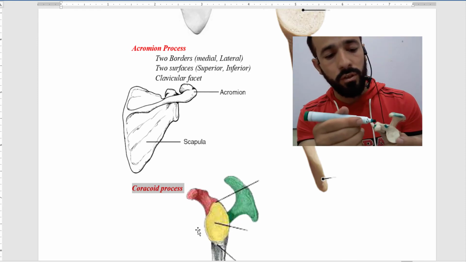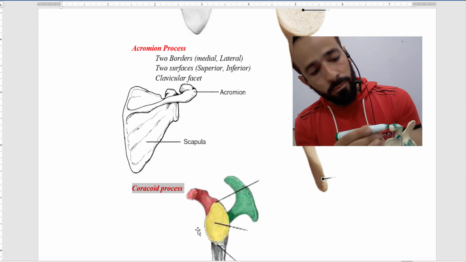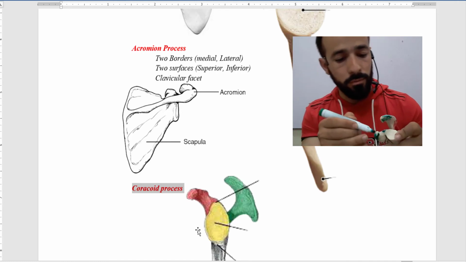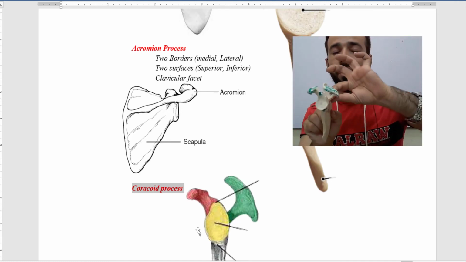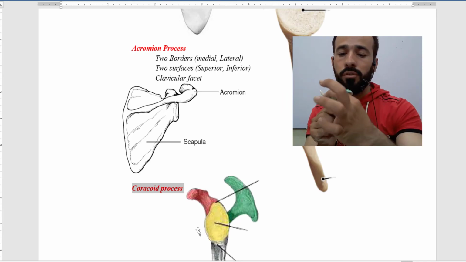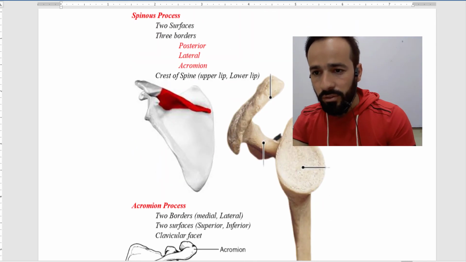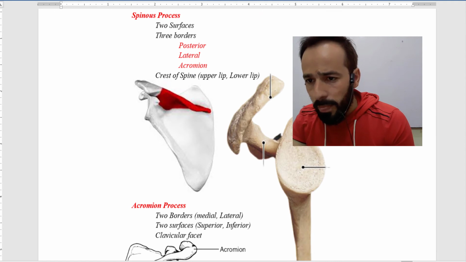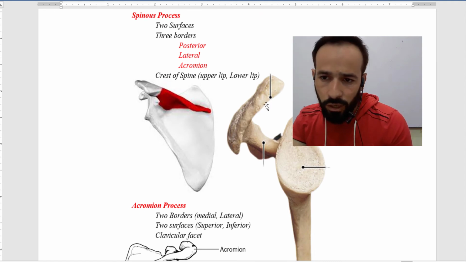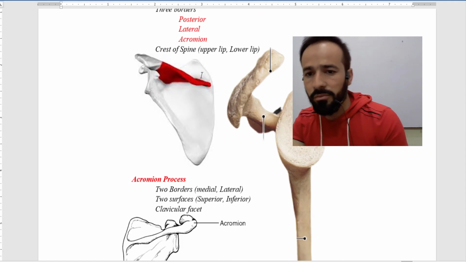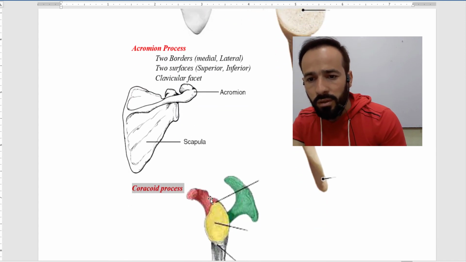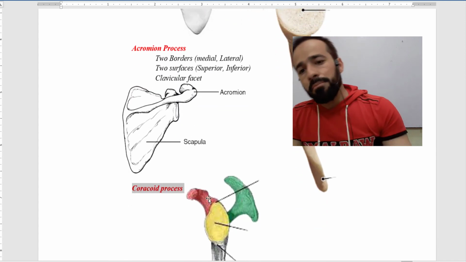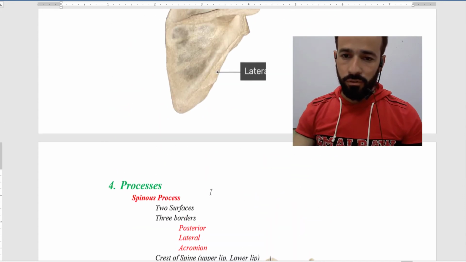So here we have the process called the coracoid process. How many processes does this bone have? It has three: the spinous process, the acromial process, and the coracoid process. This is the coracoid process of this bone, this is the acromial process, and this is the spinous process. So it has three processes. Done.